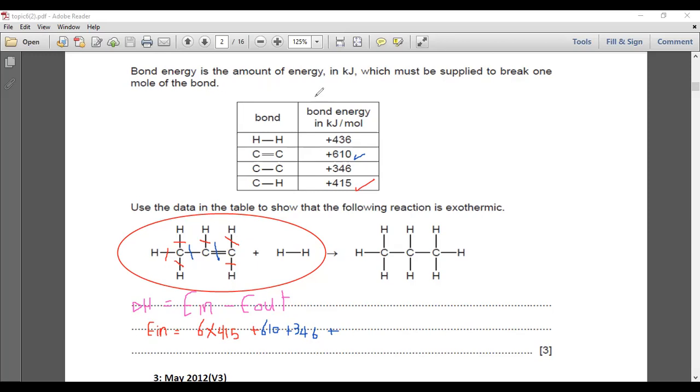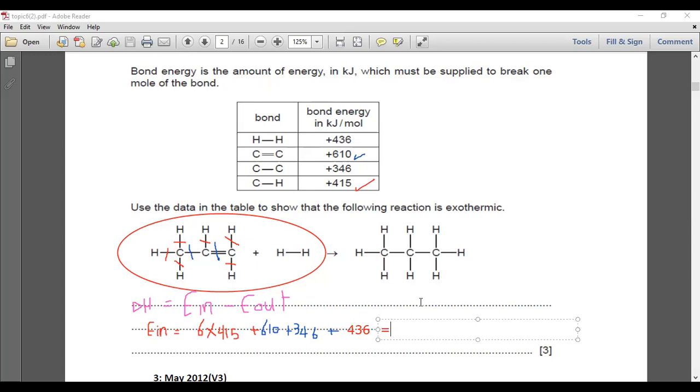Or have I finished all bonds here? Do you have any bonds here, or done? Yes, plus H bond. No, I'm talking about this one. Is this one done? Yeah, done. Okay, that's finished. Go to plus H bond H. What is the value of H bond H? 436. So right here, 436.